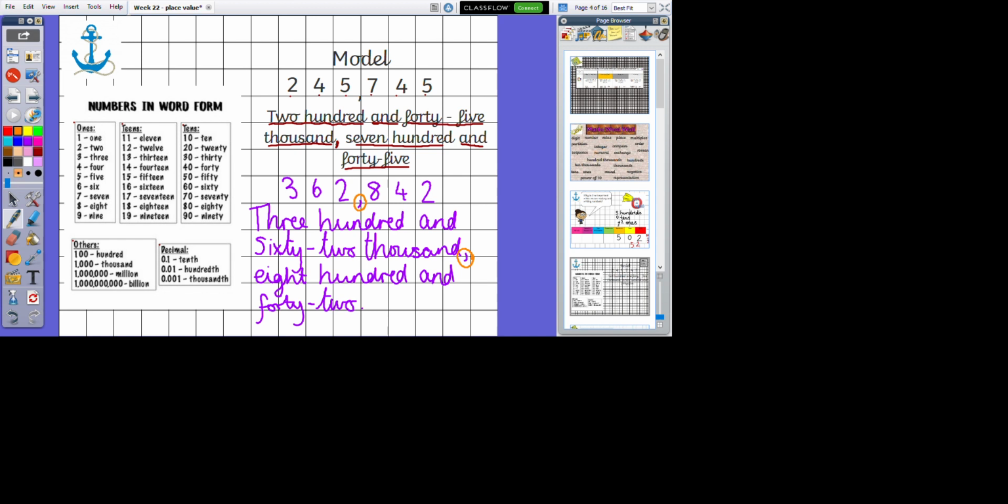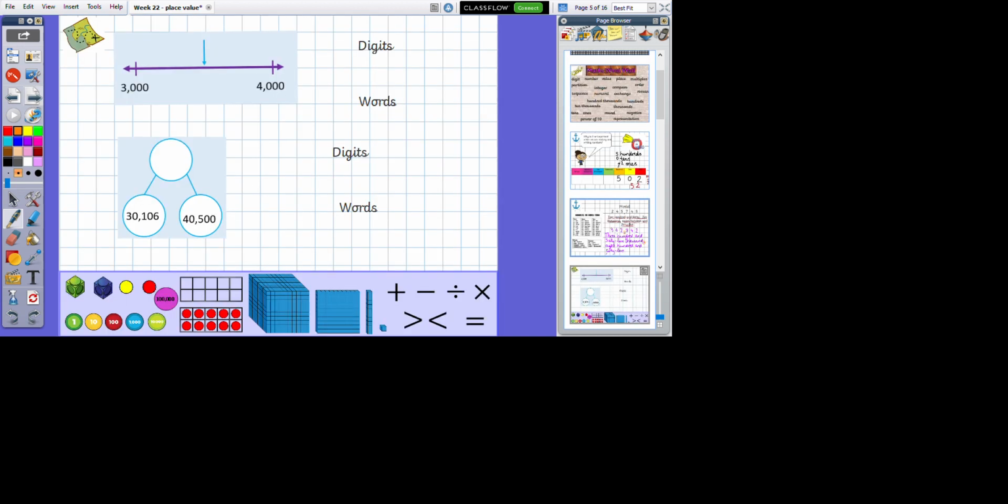Okay, so let's have a look at today then. So when you get and have a look at your work, you will see you'll have different types of questions. And for each question, each representation of a number, so this is a representation of a number, this is a representation even of a number, you will need to write it for me in digits and in words. And you can always go back to this to help you.